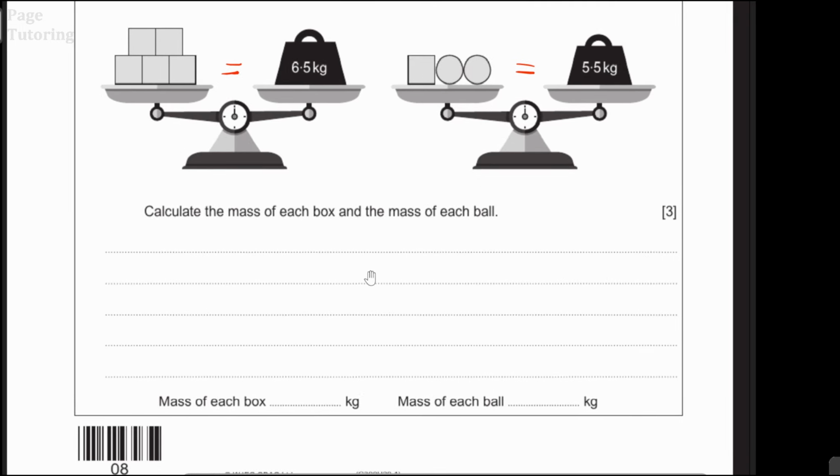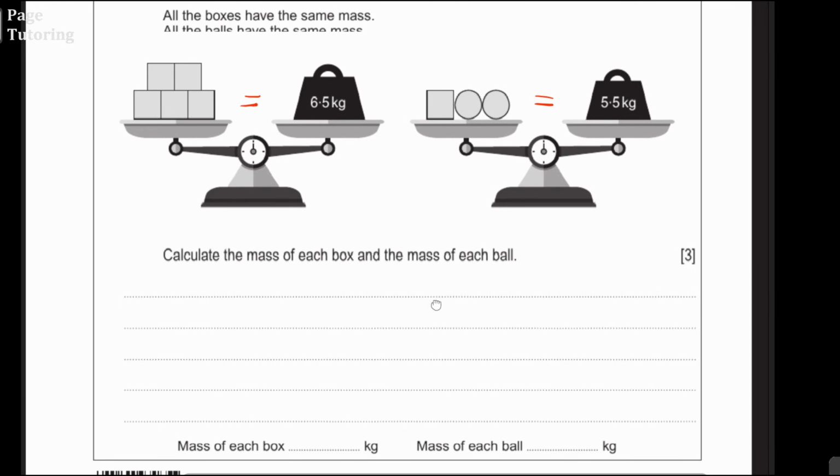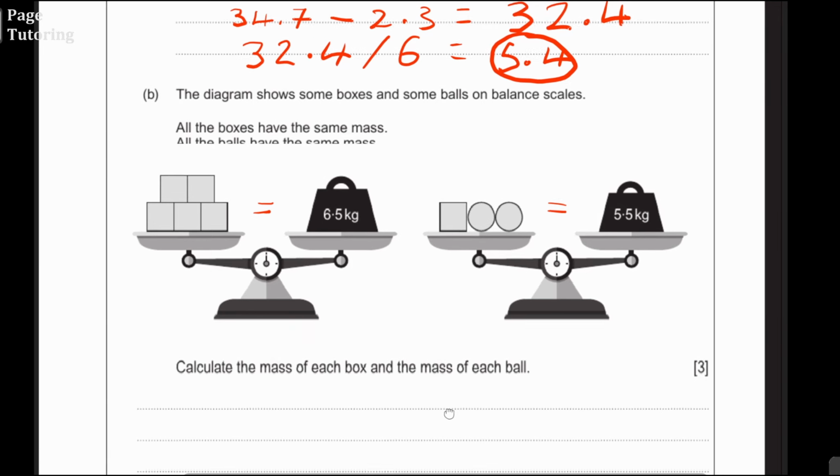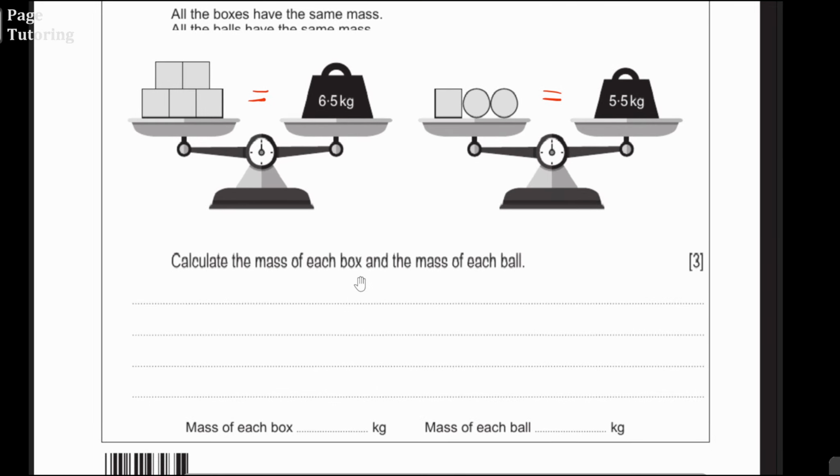So it says calculate the mass of each box and the mass of each ball. Although it may not initially look like it, because you've got a picture here, what this question is leading you to do is actually convert this to algebra. And we could even, rather than using letters, if you're not a fan of algebra, just leave it as the shapes. So we know that 6.5 kilograms is equal to, how many cubes have we got? 1, 2, 3, 4, 5. So 5 lots of cubes.